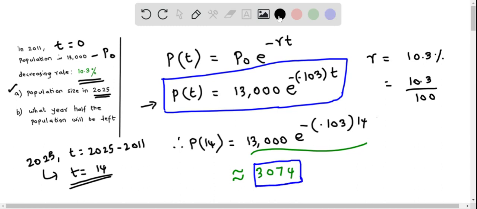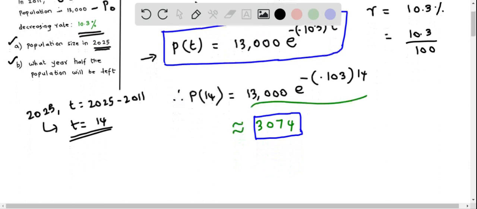Now let's answer part B question, and here we have to determine the year in which half the population will be left. That means the initial population is 13,000. So half the population will be 13,000 divided by 2. And so this equals 6,500. So we have to determine at what year the population will be 6,500. For that, we plug in P of t equals 6,500 over here.